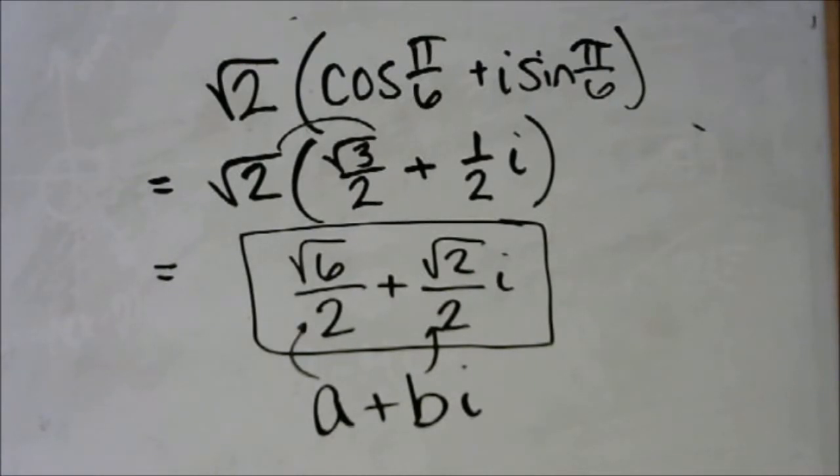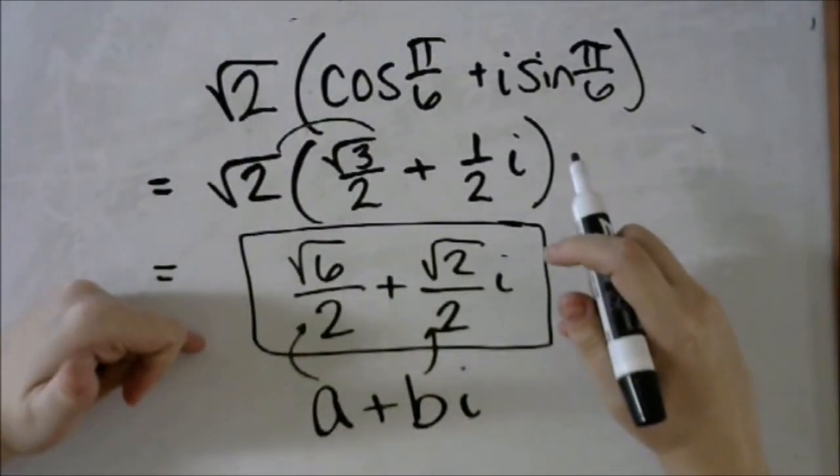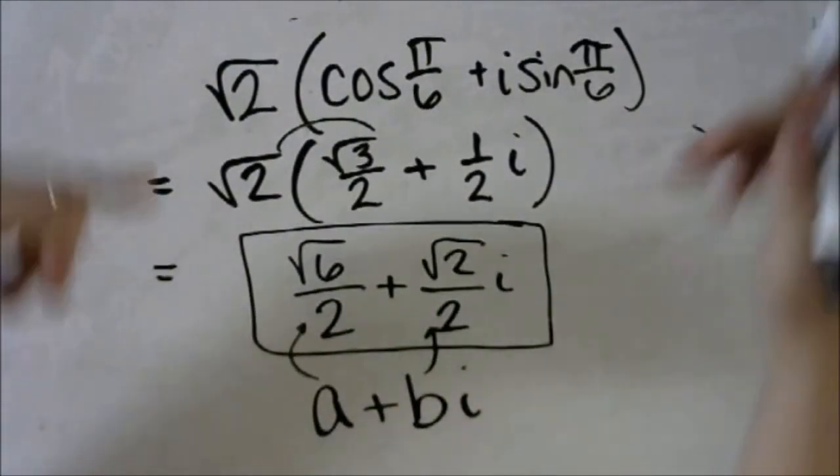This concludes part 1 of the video notes for Objective 9, Trigonometric Form of Complex Numbers. In this section, we focused on how to get from trig form to complex form, and in the beginning, from complex form into trig form.